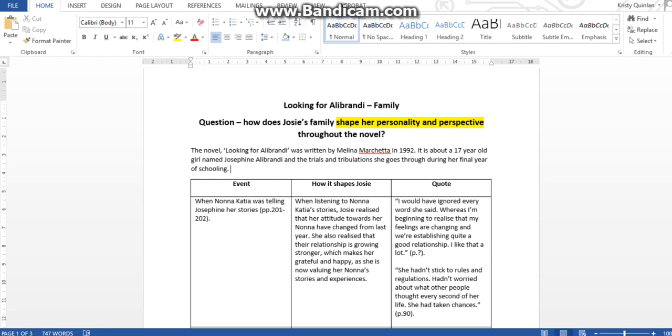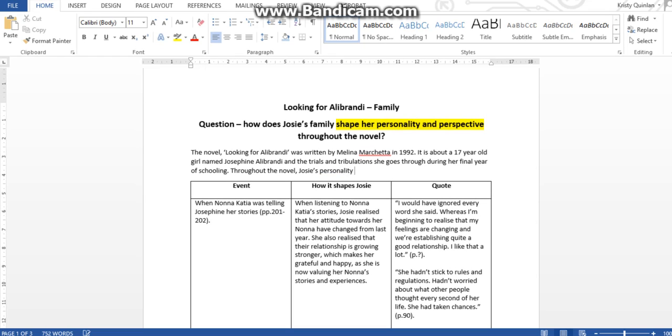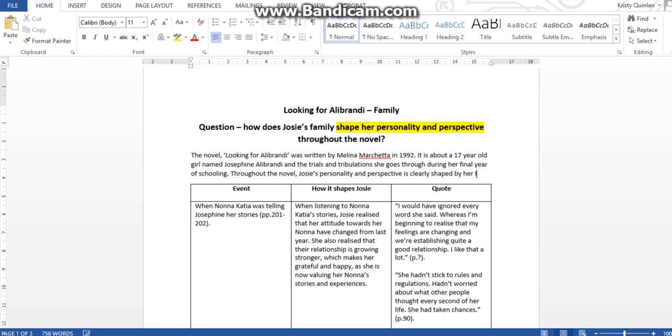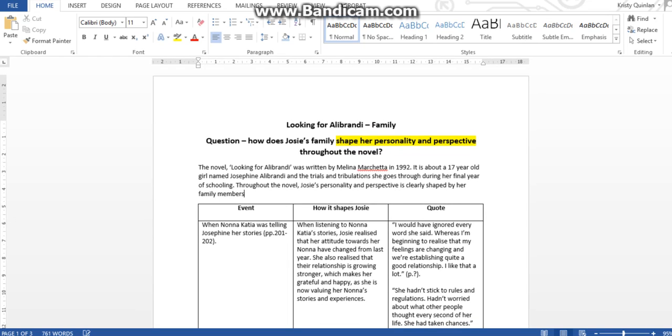Now we're going to come in more narrow and introduce our thesis. So our thesis is that her family shapes her personality and perspective throughout the novel. So we will say, throughout the novel, Josie's personality and perspective is clearly shaped by her family members.